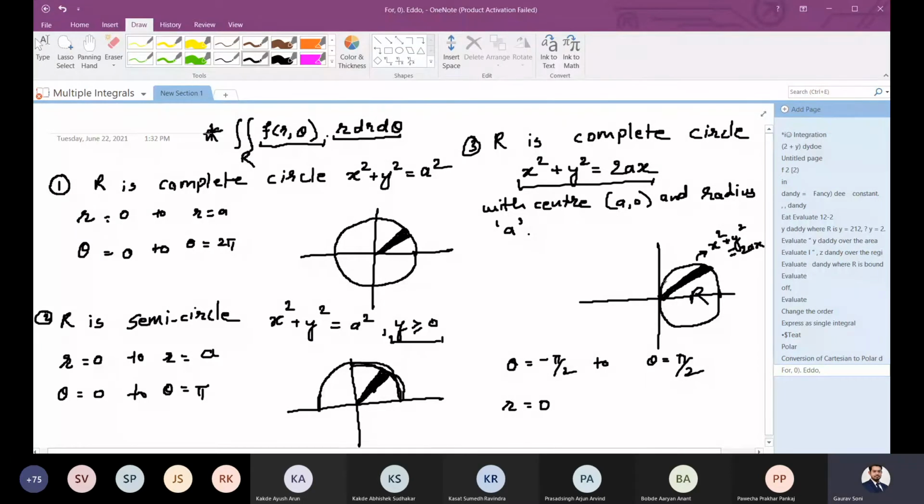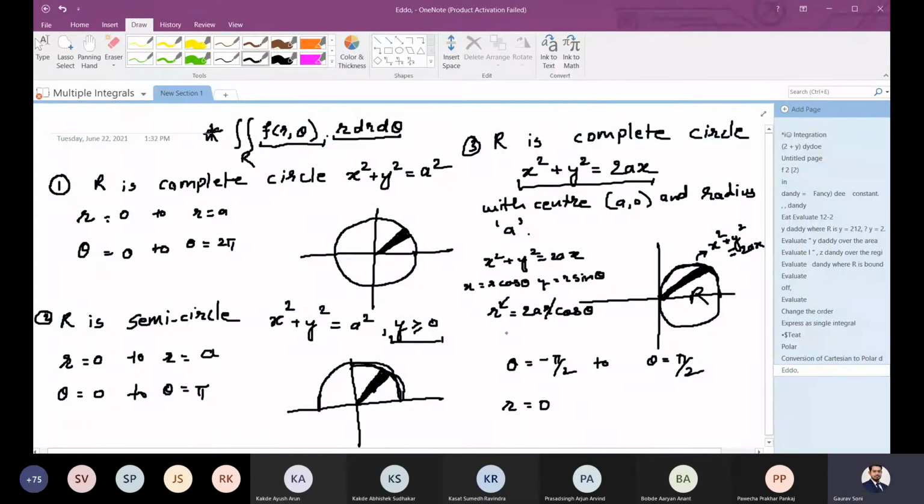Okay. So what is the equation of the circle? Equation of circle is x square plus y square equal to 2ax. This idea will work in every case. You put x is equal to r cos theta, y is equal to r sin theta in this. What you will get, x square plus y square is equal to r square is equal to 2ar cos theta.